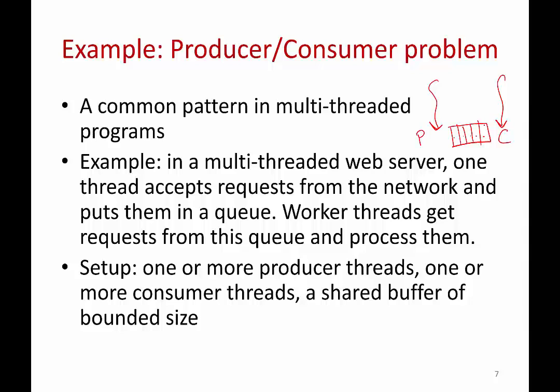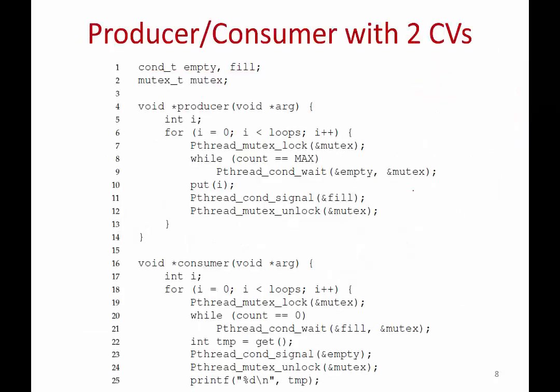And this is a very common pattern, this producer-consumer situation. For example, you have a multi-threaded web server, right? One thread keeps reading requests from the network, putting them in the queue, and the other thread keeps processing these requests. So anytime multiple threads are cooperating to do some task together, you're going to have a producer-consumer kind of situation where one thread does something, hands over some data, and the other thread consumes that data. Okay, so you can have one or more producer threads, you can have one or more consumer threads, and you have a shared buffer of a certain size. So we are going to see how you can write this code with condition variables.